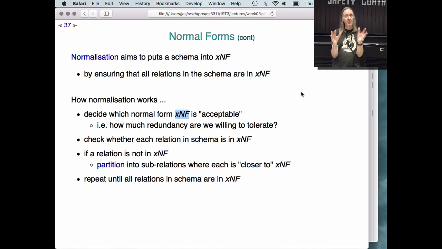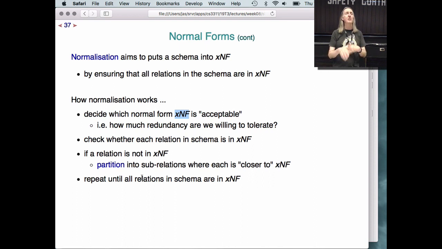So we start with a particular relation that's not in the normal form we want, we break it in two, and each of those subrelations that we've created is hopefully closer to the normal form we want. And if we do the partitioning in a certain way, different for each of the normal forms, then we guarantee that we're moving closer and closer towards the whole schema being in the particular normal form we want.